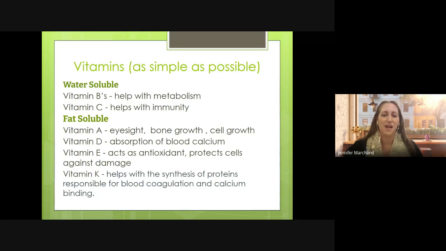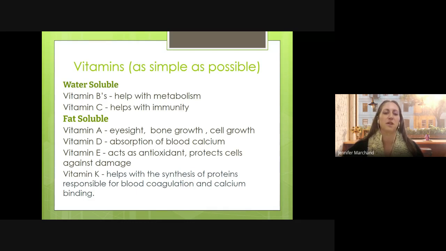So vitamin A, and remember, these fat soluble vitamins are things that we can store in our bodies. So vitamin A is great when we get vitamin A in our diet. It helps with our eyesight, helps with our bone growth, and helps with our cell growth. We get that from the food that we eat, and we can store all that in our body. Vitamin D helps with our absorption of blood calcium. The best way to get vitamin D, I mean, you can get a little bit from food, but the best way to get vitamin D is just to be outside and get some sunshine every day.